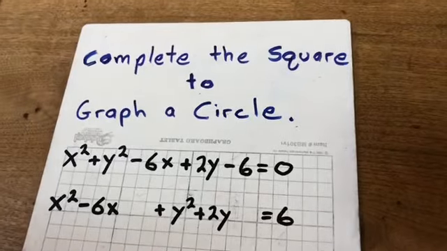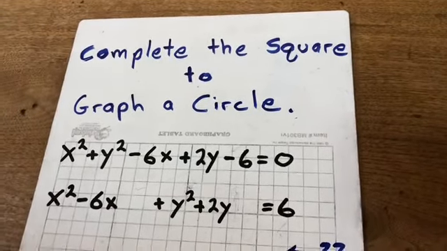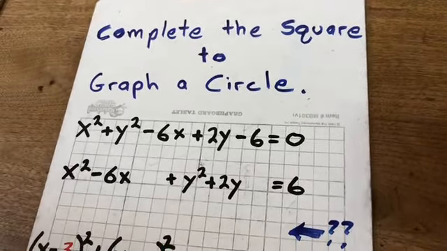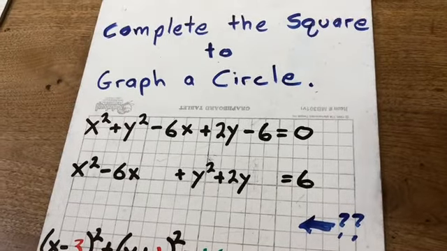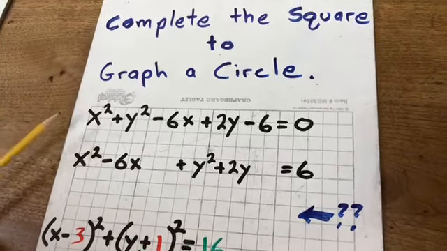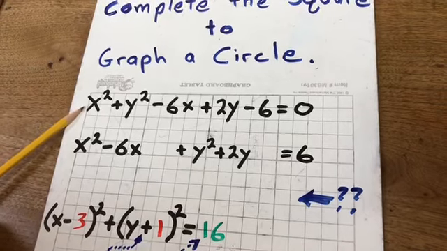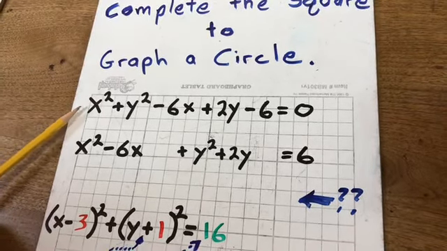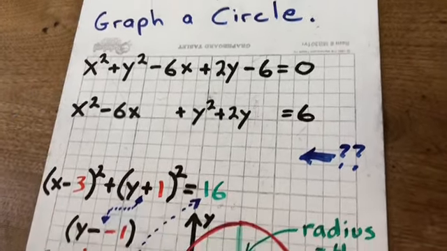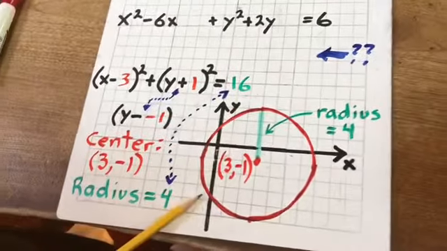Now folks, I'd like to review with you how to complete the square to graph a circle. Let's look at the original problem. You'll see something like this. And you will have to end up with a circle that looks something like this.